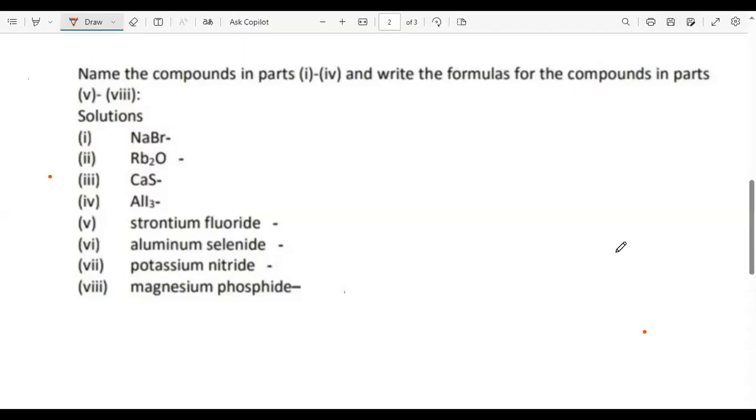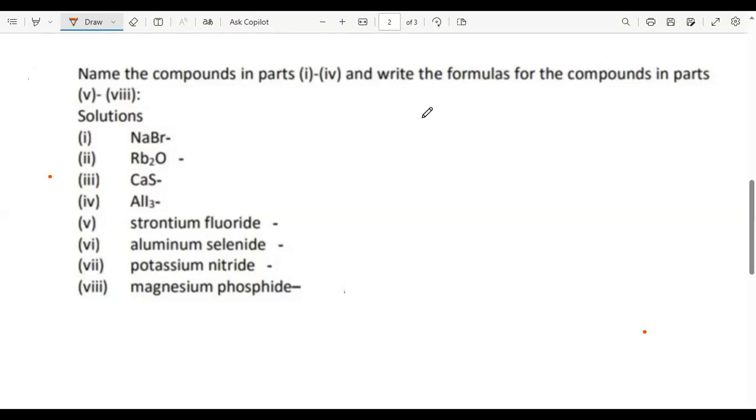Okay, so welcome to today's lesson, where we'll be looking at naming some of these simple compounds and also doing the opposite. When you're given a name, we'll learn how we can find the chemical formula of a compound.